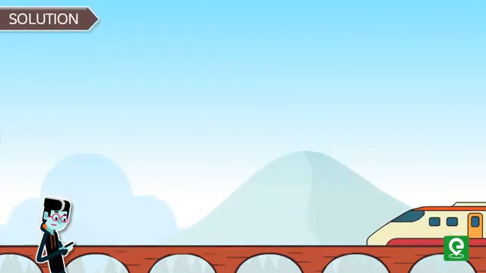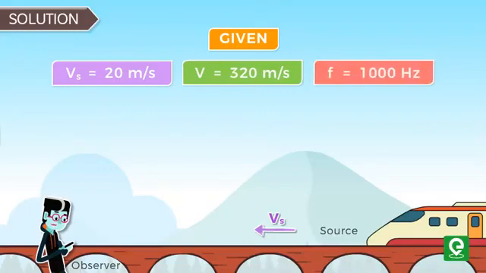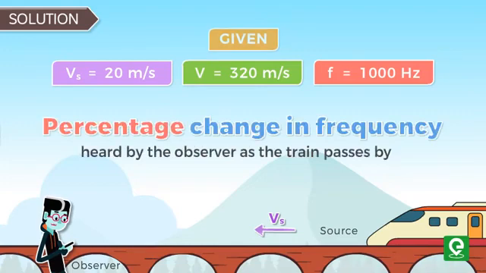Solution: from the question we can clearly identify that this is the case of a moving source, that is a train, and a stationary observer, which is a man. We are given the speed of train vs equal to 20 meters per second and the speed of sound v is equal to 320 meters per second. The frequency of whistle f is equal to 1000 Hz. We have to find the percentage change in frequency heard by the observer as the train passes by.